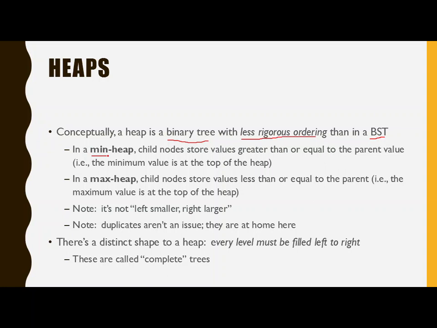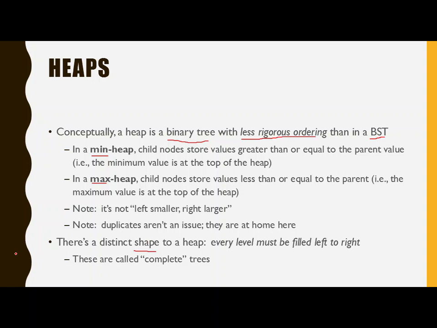In a min heap, again, smallest values on top, and any children that are under that must be greater than or equal to the parent. Dupes are fine, but all of the children are certainly no less than the parent. Notice that doesn't mean the left child is smaller than the parent and the right child is bigger, nor does it imply anything about the ordering of the left child versus the right child. It just means that it is at least as big as the parent, so that's kind of interesting. Again, duplicates are fine. If it's a max heap, the maximum value goes on top.